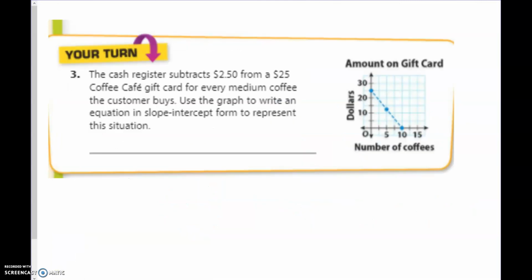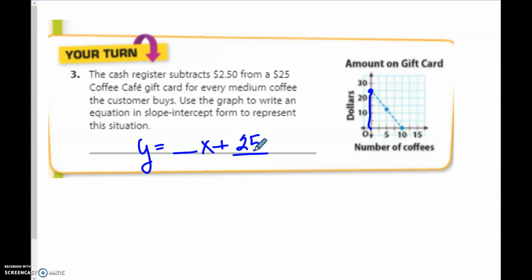All right, so here's an example here. The cash register subtracts $2.50 from a gift card. Okay, so if you look here, and we're going to write this equation in slope-intercept form. Okay, initial value, 0 coffees bought. How much money is on the gift card? $25.